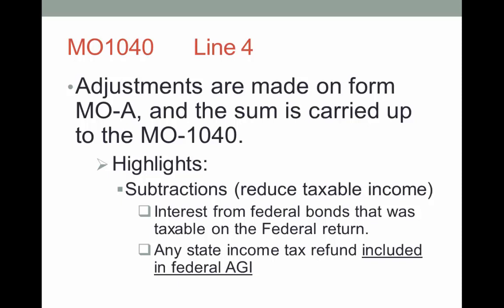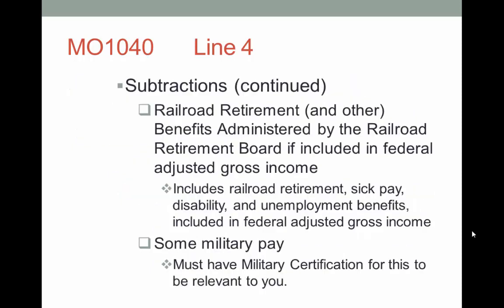If you had a taxpayer who had railroad retirement that was taxable on the federal return, then that should be deductible for the taxpayer on line 4, actually on the MOA, and then it carries up to the line 4. Also, some military pay can be deducted, but we don't do military tax returns at our site, so that's a non-issue for you.